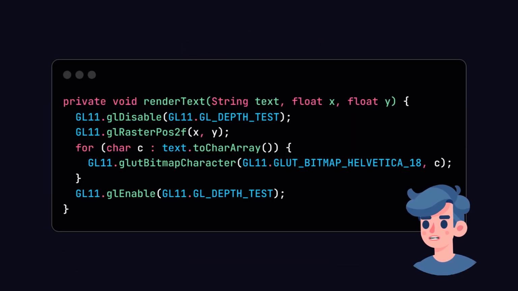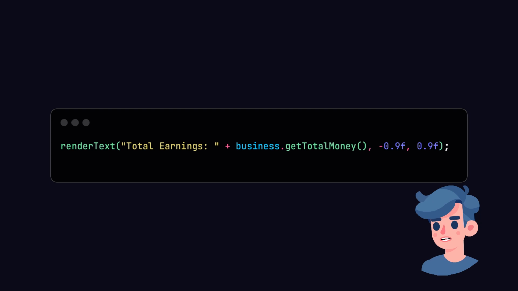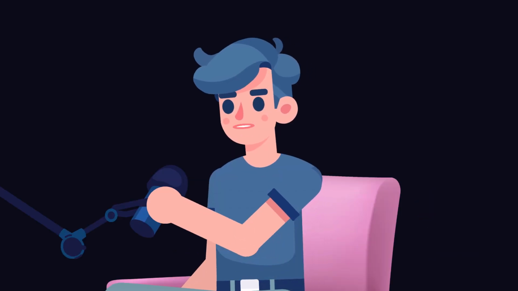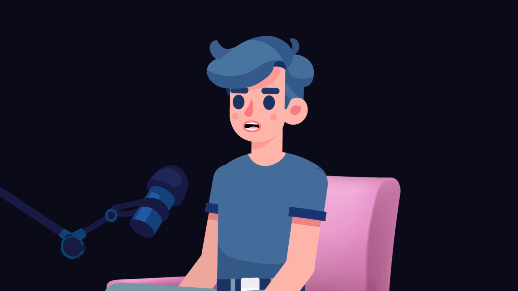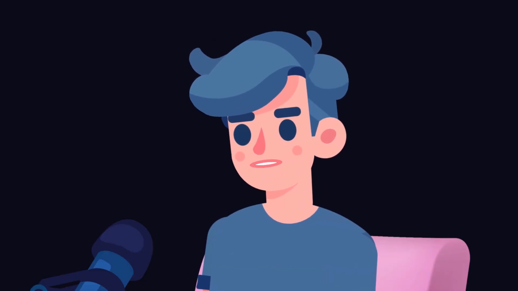Now let's integrate a simple interface to display available upgrades and the player's current earnings within the game window. We can create a text renderer to show this information. In the render text method, we disable depth testing to ensure the text is always visible on top of the game's graphics. Next, we need to call this method within our loop to display the earnings. This code snippet calls the render text method to display the total earnings at the top left corner of the game window. You may want to customize the positions further as needed.